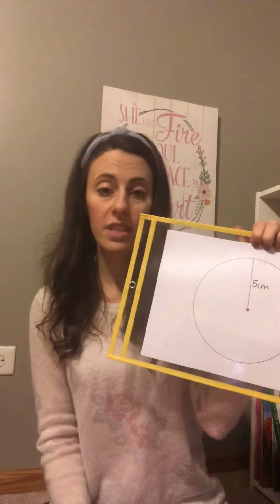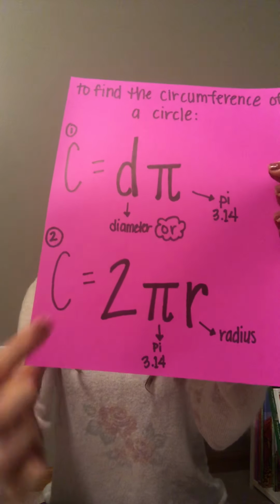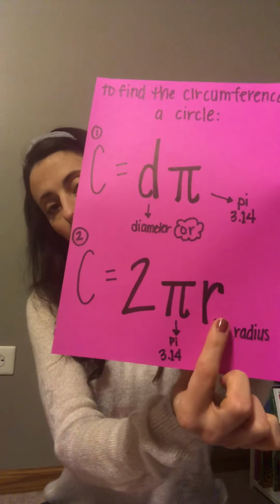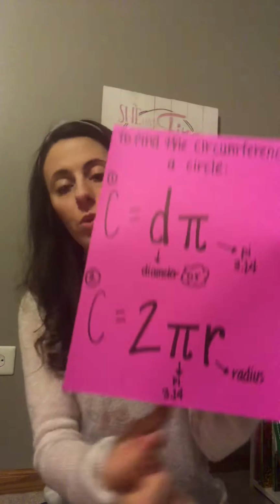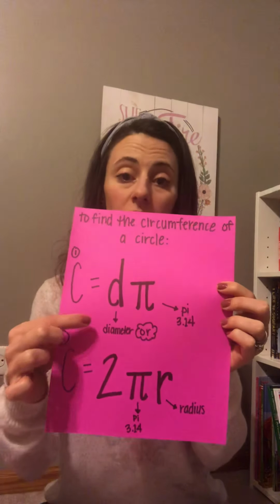we're going to use the second equation where we take 2 times pi, which we use 3.14, times the radius. And we're doing that because 2 times the radius gives us our diameter.